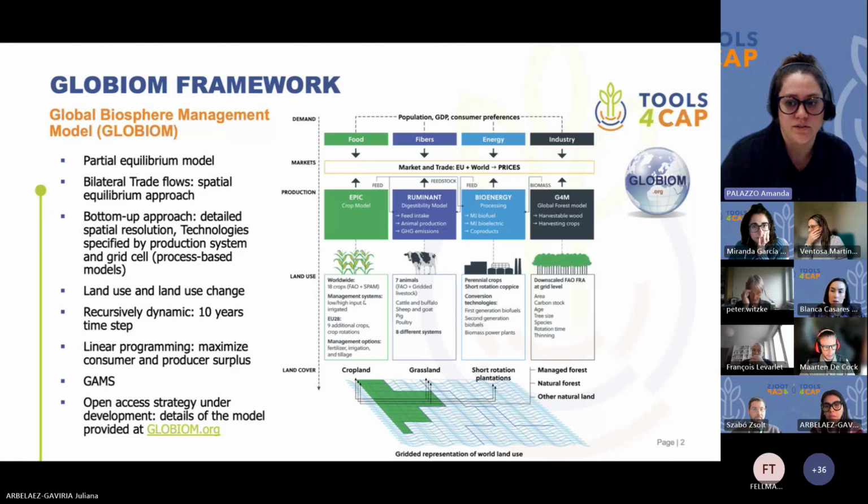The model considers the biophysical and management productivities and profitabilities at a very high spatial resolution, and this allows us to examine the impacts of local changes to the agricultural productivity. So this means we can look at the impacts of climate change, for example. The model also considers dynamic change in land use for different land use categories, such as agricultural land, so crop and pasture land, forest area, and other natural land.